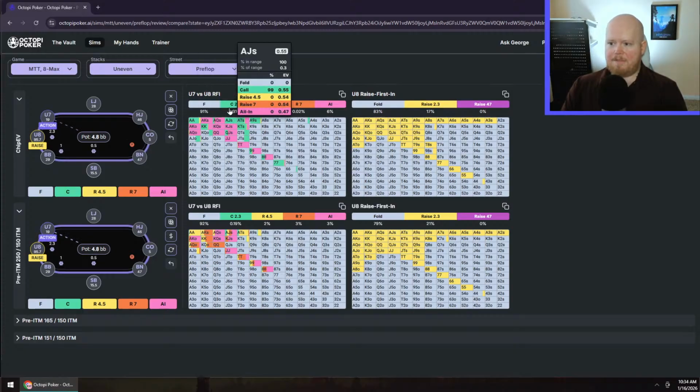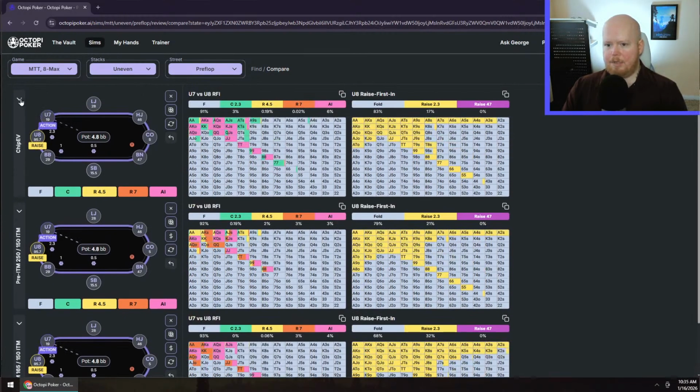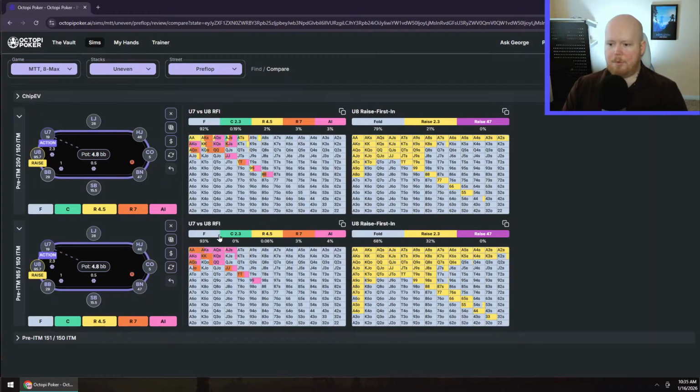You can see in ChipEV they have some flats. In ICM, they don't have any flats, which makes sense. But they're still not super passive here. They have some non-all-in 3-bets, which they didn't really have before. But they're folding 92% of the time compared to 91%, so not a massive change. We start to get to the 16.5% of the field, and now they're folding 93%. So they're only folding 1% more. They're still getting it in, with 9s, ace-jack suited, stuff like that.